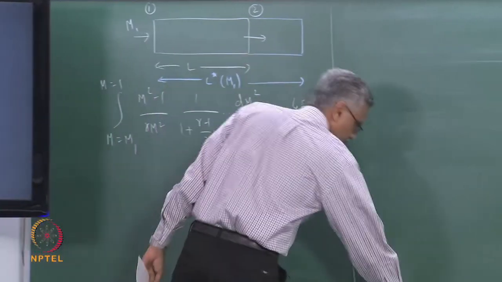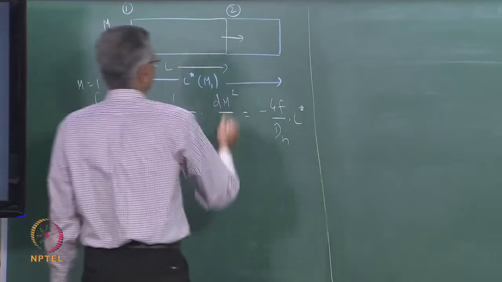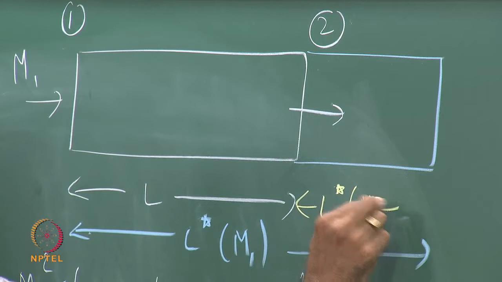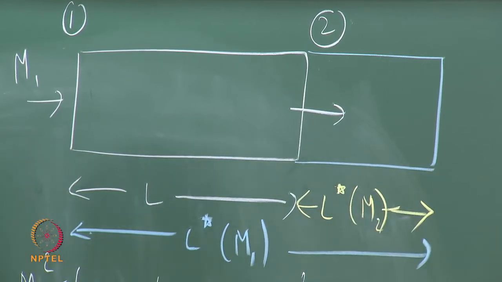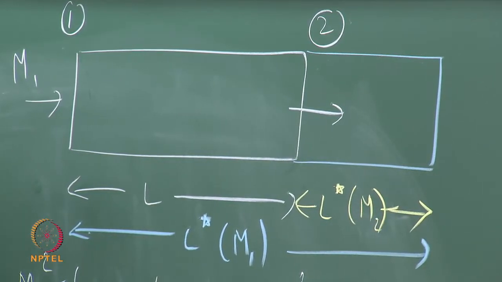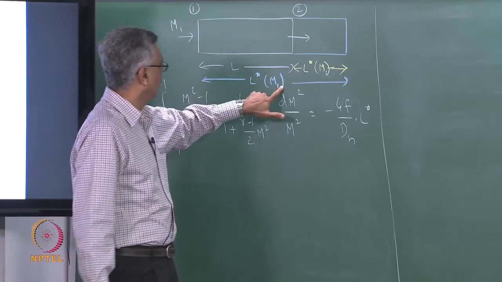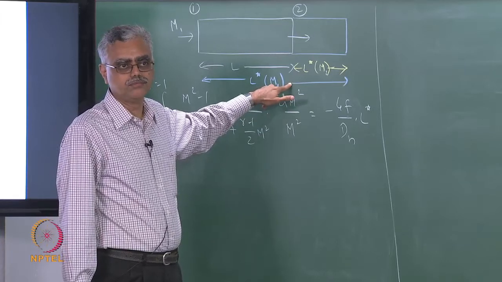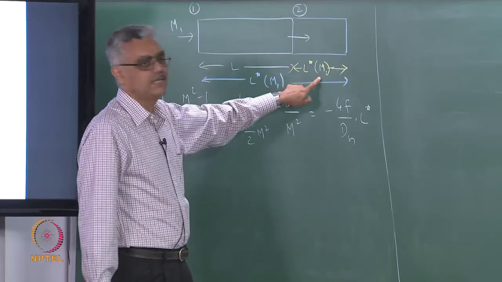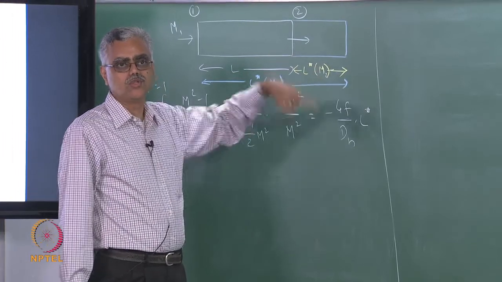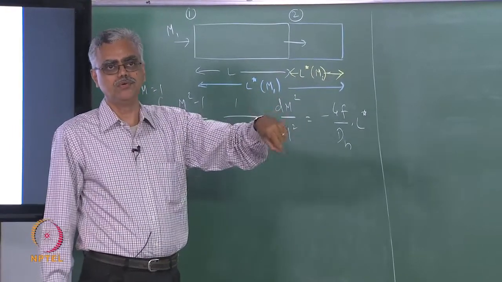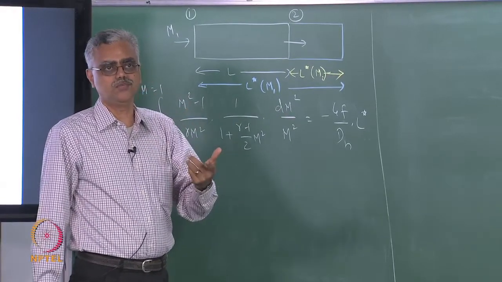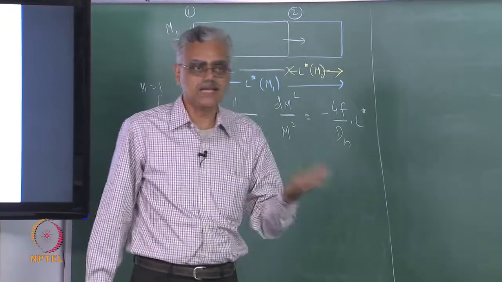But because we are operating on the same branch of the Fanno curve, this is nothing but L star corresponding to m2. So, with the known value of m1 I calculate L star. From this tabulation I know L star corresponding to m1. I subtract the length of the duct, I get L star corresponding to m2. So, I go to the table again and see what is the value of m2 which corresponds to this value of L star. That is the basis for the calculation procedure, same as what we did for Rayleigh flow also.